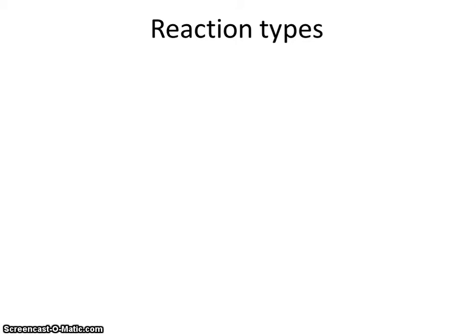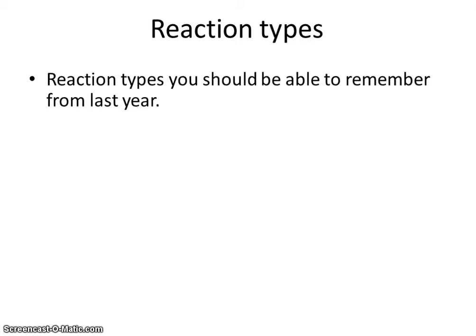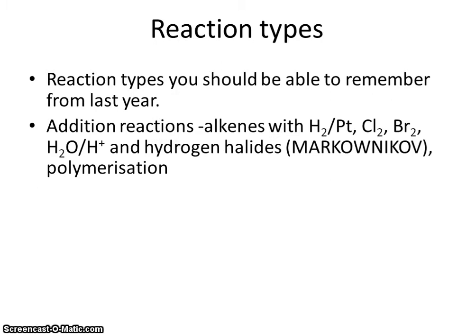So, here we go. Reaction types. These are ones you should be able to remember from last year. So you've got addition reactions. Alkenes react if you add hydrogen across the double bond, chlorine across the double bond, bromine across the double bond, water across the double bond, and hydrogen halides, so that's HCl, HBr, HF, all that kind of stuff. And you have to remember about Markovnikov here.